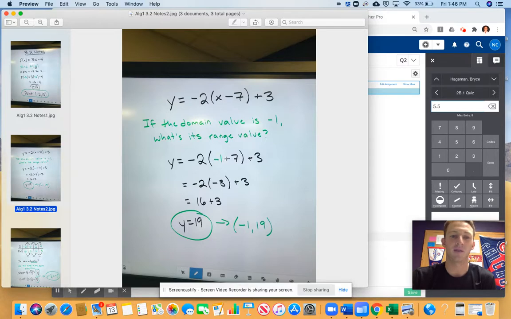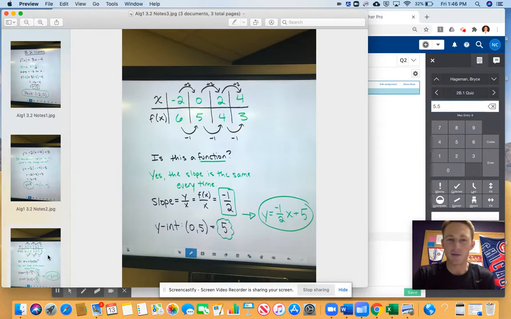-2 times -1 minus 7 plus 3. PEMDAS, we have to do inside the parentheses first. -1 minus 7 is -8. When we multiply these two together, we have a positive 16. We add 3, and our y, our range value, is 19. So when we plug in -1, we get out 19.